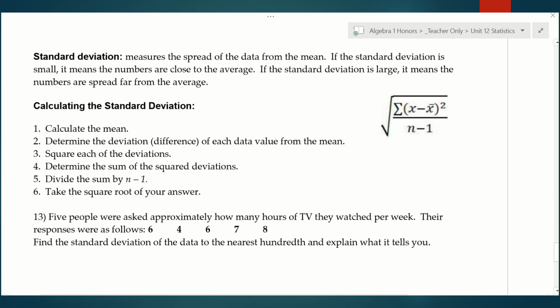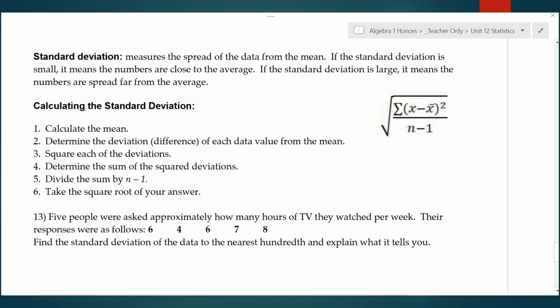So if you remember from mean absolute deviation last year, it talked about how spread out your data was, okay? The bigger your mean absolute deviation, the more spread out your data was. The smaller the mean absolute deviation, the less spread out your data was. So standard deviation is very similar to that, okay? It's much more complicated to figure out the standard deviation, but the idea is the same.